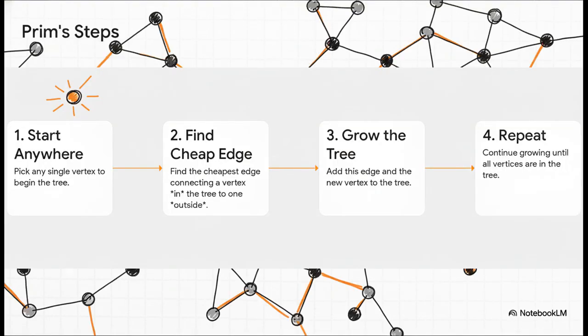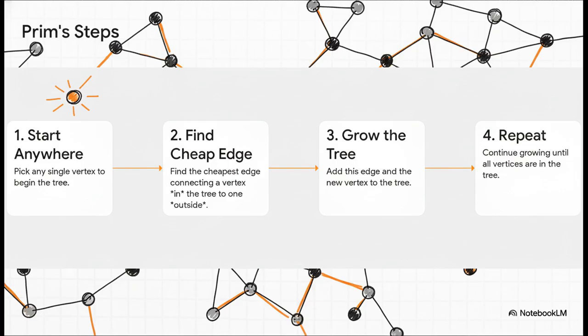So here's the growth plan in action. You start anywhere, just pick a random node to be your seed. Now you look at all the possible connections that reach out from that single starting point, and you pick the absolute cheapest one that connects to a new unvisited node. Bam, you add it, and now your tree has 2 nodes.